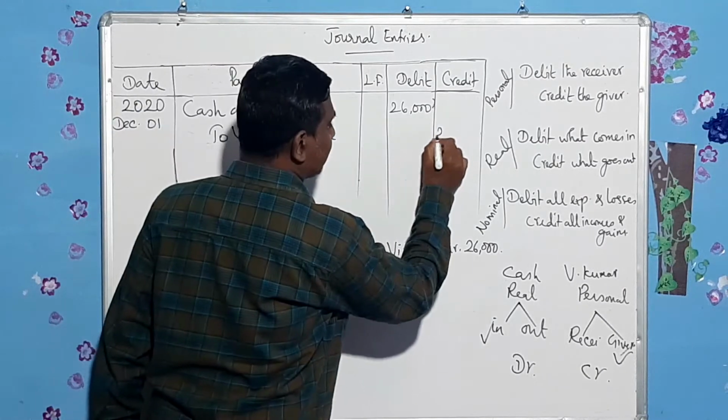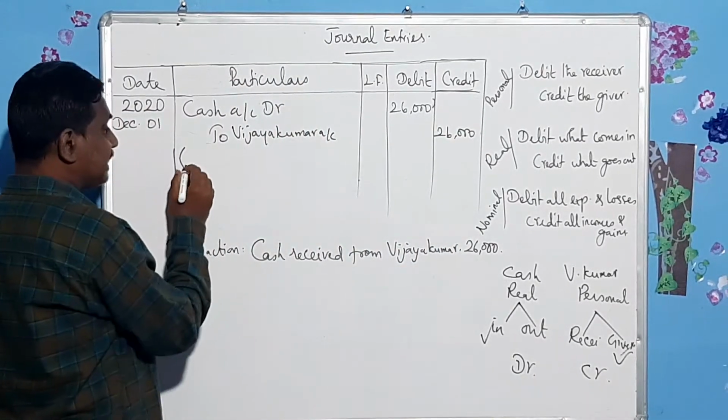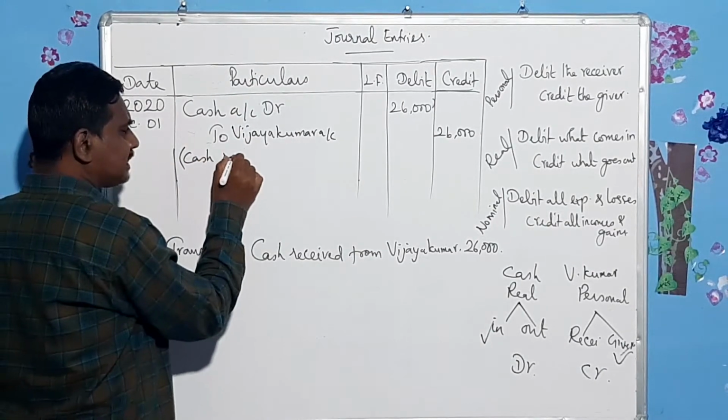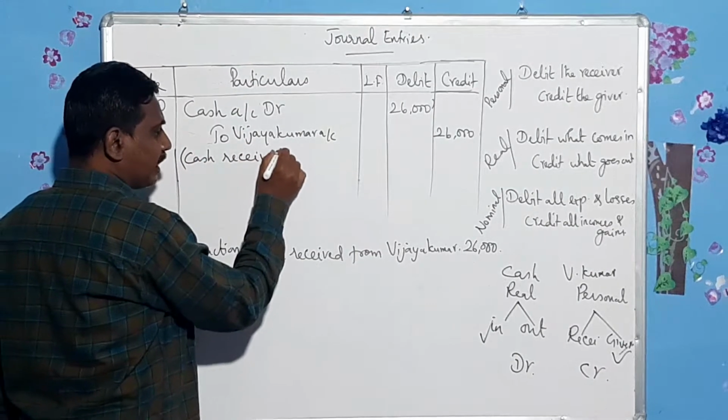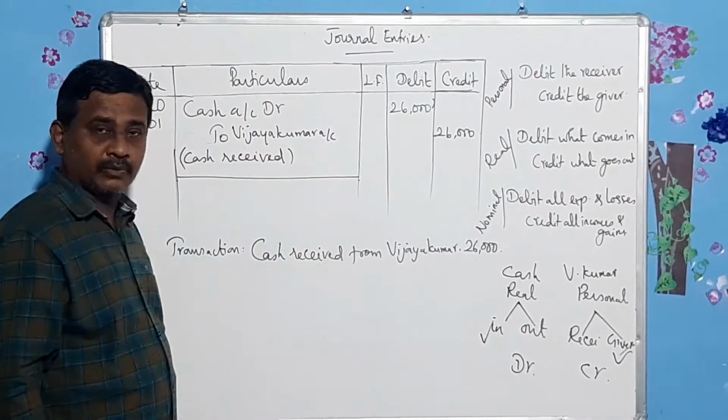Account, the same amount 60,000. What can be the narration? Cash received. Just write cash received and you can understand easily. Make a line. Have you got?